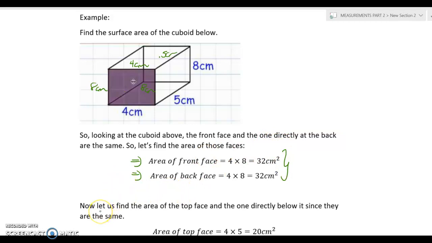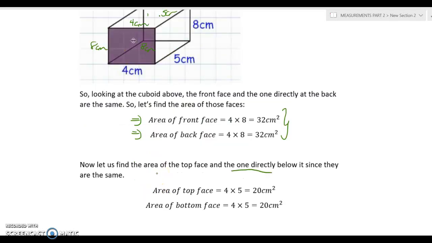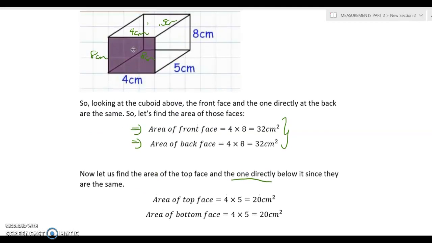Now, let's look at the area of the top face and the one directly below it, since they will be the same. So that's this one here and the one directly below it at the bottom, right? The area of the top face, we are using 5 times 4, because this is our top face, 5 cm, 4 cm. So 5 times 4, and the area of the bottom face would be the same thing, 5 times 4. So that's 20 cm squared, 20 cm squared, right? So that's another pair there.